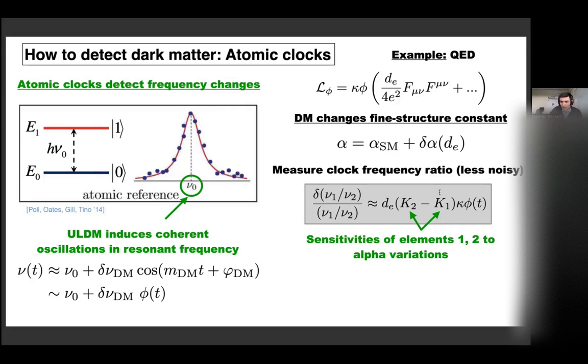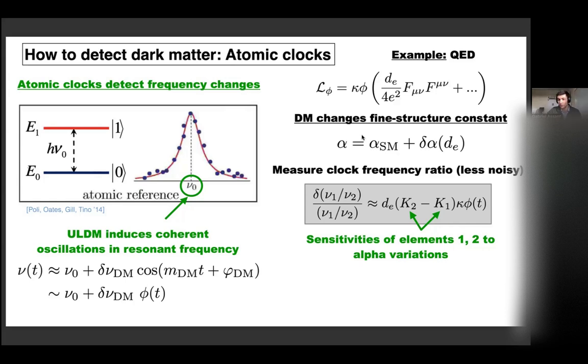And so this ratio of clock frequency goes exactly proportional to the coupling, which makes sense, and has this K2 minus K1 times always kappa, which is gravity, and then this oscillating dark matter candidate phi of T. And so these K2 and K1 are sensitivities of specific elements to variations of standard model parameters. Here, we're talking about the fine structure constant, so these would be more or less sensitive to variations of alpha.